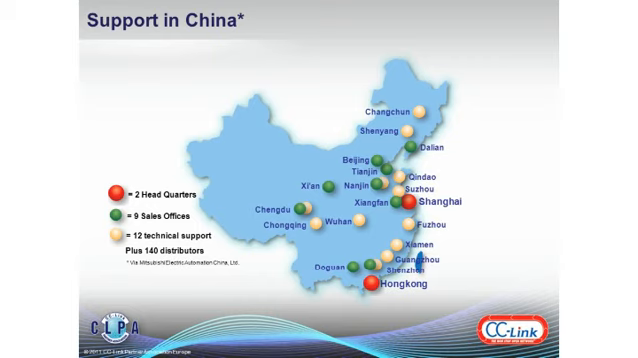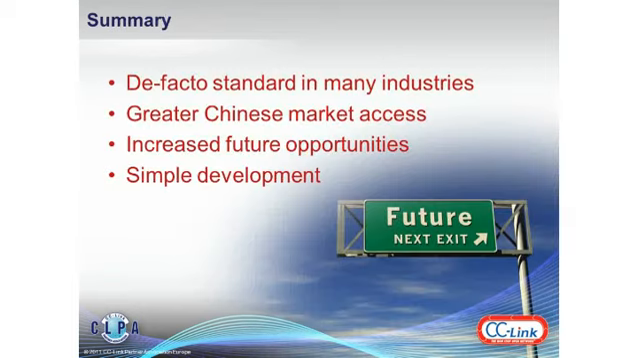So I think you'll agree that almost no matter where you are in China, there's going to be some support close by. If you're wondering why there's no support in the northwest region of China, that's basically because, if you know the Chinese geography well, you'll know that that's a fairly rural area and there's not much industry. So I think really from the point of view of the industrial and commercial areas, we've pretty much got the whole country covered. So to summarize this section, I think we can agree that CC-Link has indeed become a de facto standard in many industries, and this will translate into opportunities in the Chinese market.